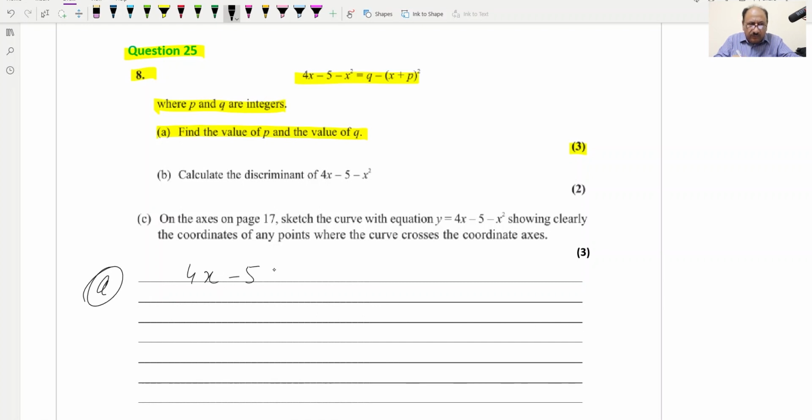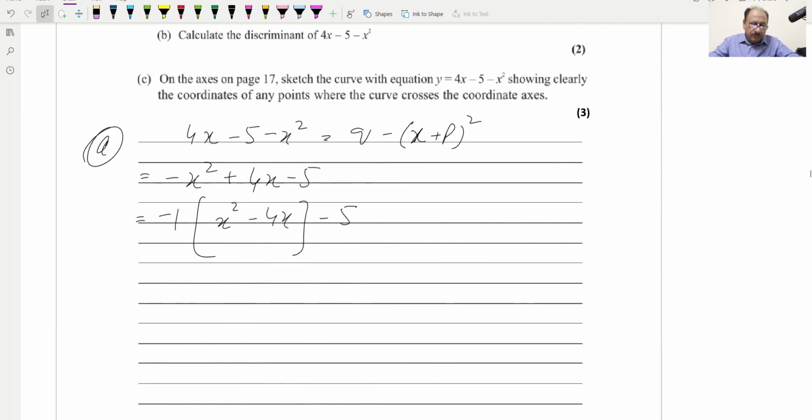4x minus 5 minus x square is equal to q minus (x plus p) whole squared. So this is the portion which we have to write in completing square format. So we will take this portion, so minus x square and plus 4x minus 5. Coefficient of x square is minus 1, so we can take minus 1 common. Inside will be x squared minus 4x, and minus 5 we will keep as it is. Now we can use the technique of completing square.